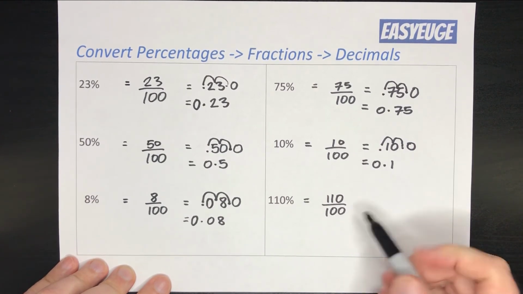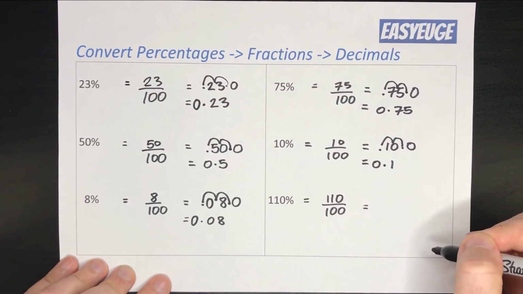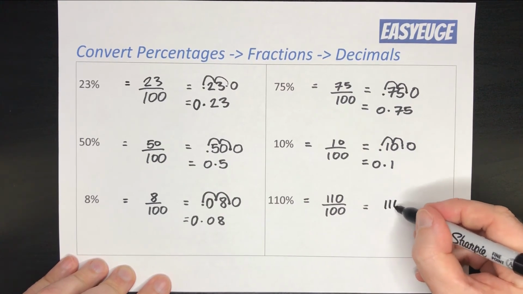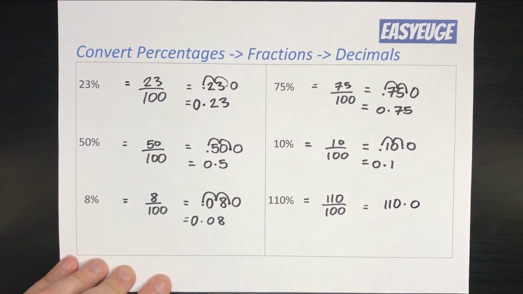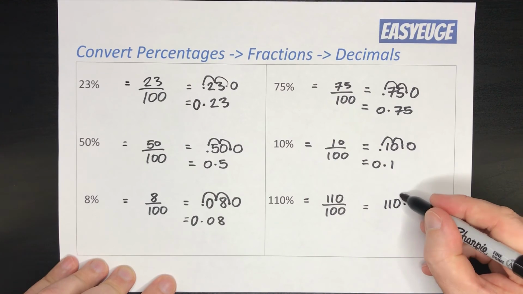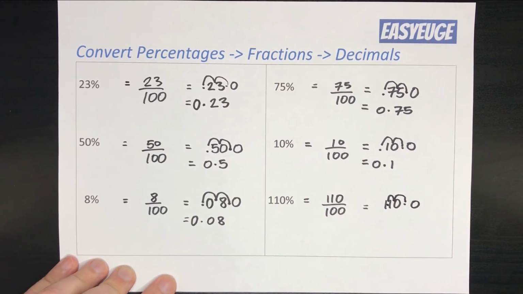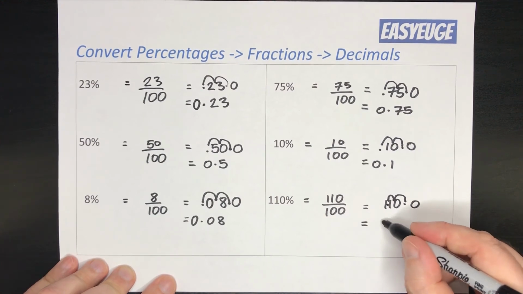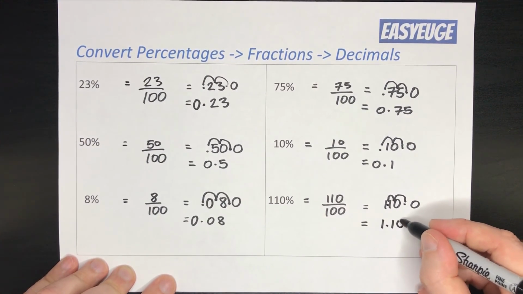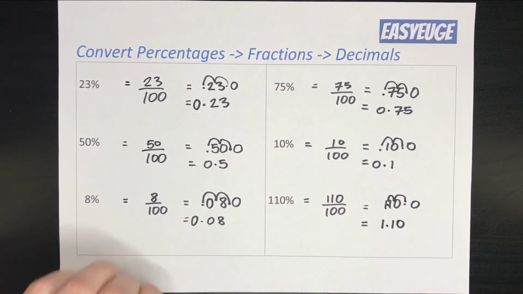That's the fraction. What does that look like as a decimal? Simply write it down. Put your decimal point on and then jump 1, 2. So the decimal point goes in there. So as a decimal, it's 1.10 as a decimal. There you go. You can now convert any percentage into a fraction and any fraction into a decimal.